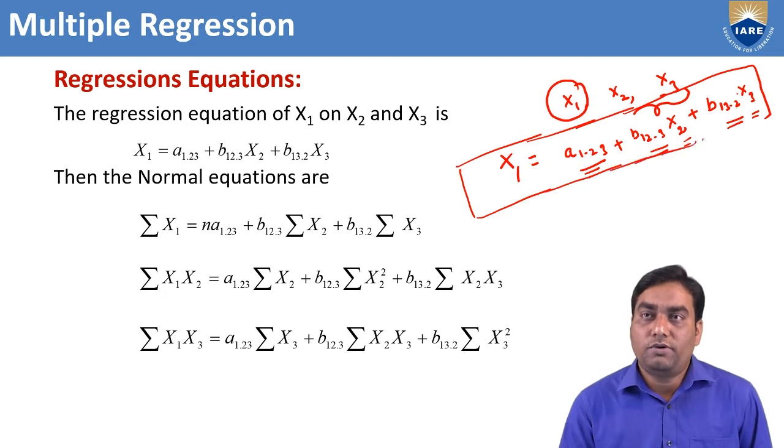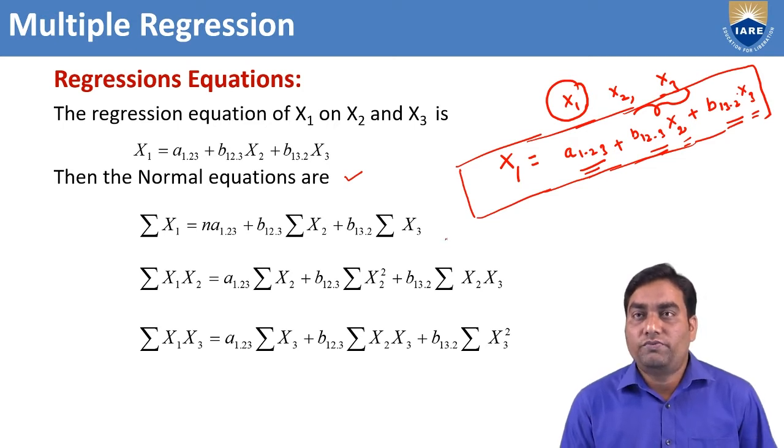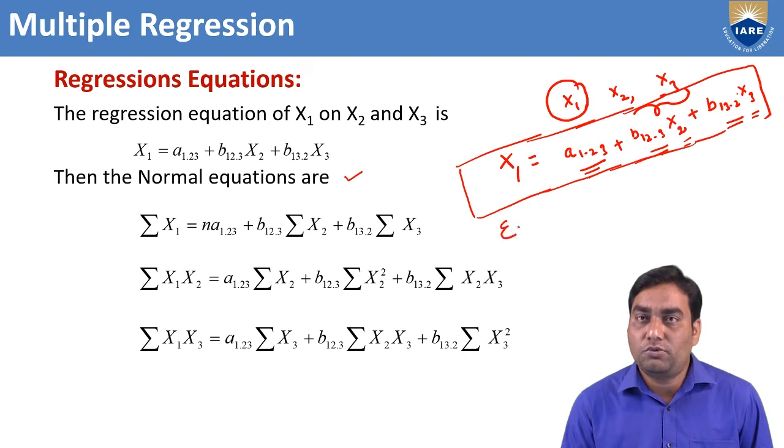Now, how to solve this regression equation? By using the normal equations. How to find the normal equations? Very simple. If you add x1 on both sides, sigma x1 equals, for this equation, sigma n a 1.23, where n is the number of observations, plus b 12.3 into sigma x2 plus b 13.2 into sigma x3.